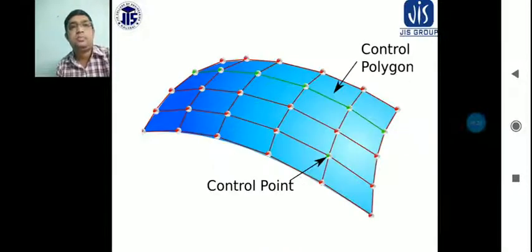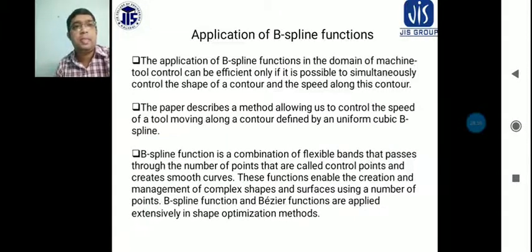You can see here the control polygon, and the control points are also described along this curve. The control polygon is indicated by the arrows, and a control point is defined for each point. Then the movement is found through the control points.